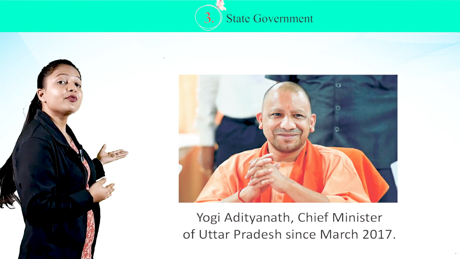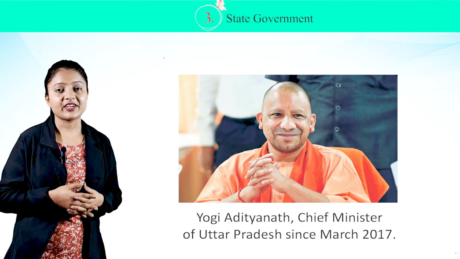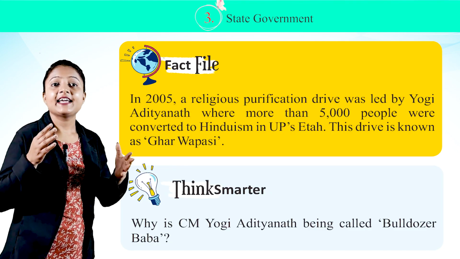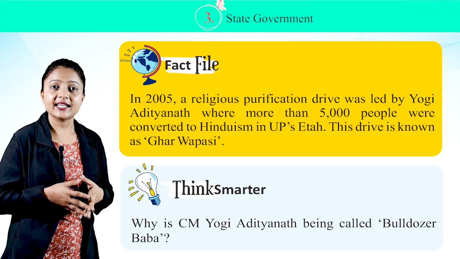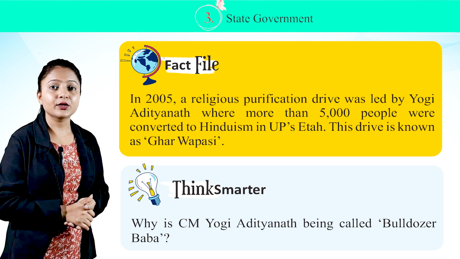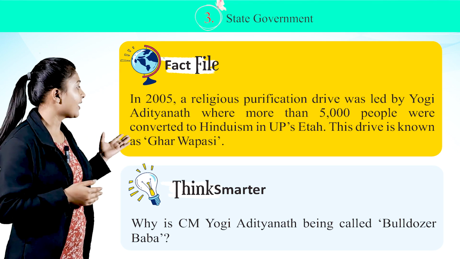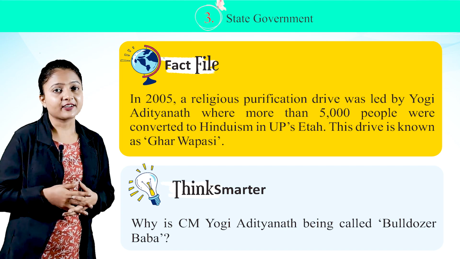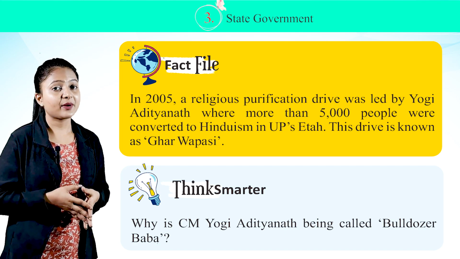This is the picture of Yogi Adityanath, Chief Minister of Uttar Pradesh since March 2017. Fact file. In 2005, a religious purification drive was led by Yogi Adityanath, where more than 5,000 people were converted to Hinduism in UP's Etah. This drive is known as Ghar Wapsi. Think smarter. Why is CM Yogi Adityanath being called Bulldozer Baba?